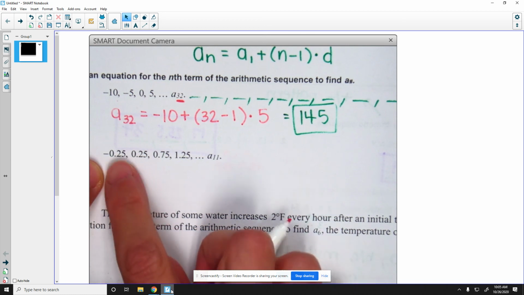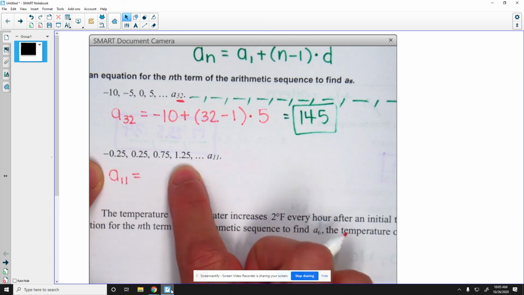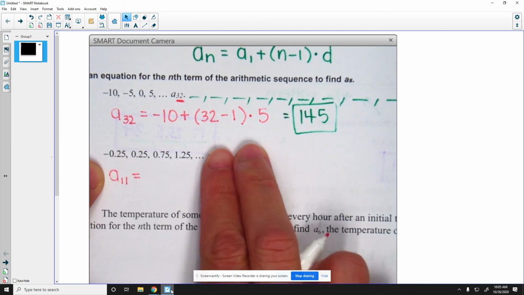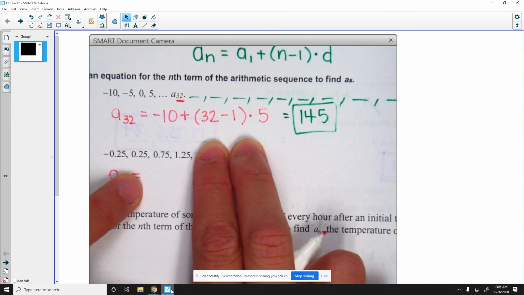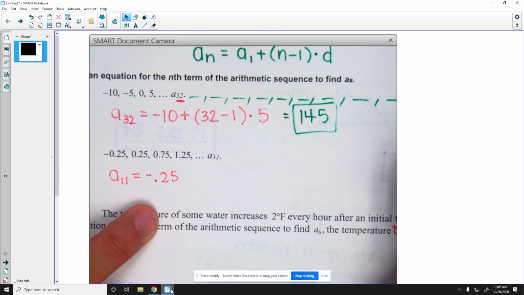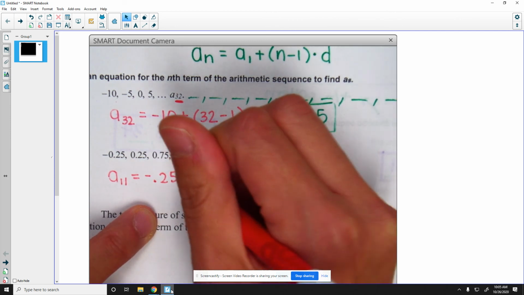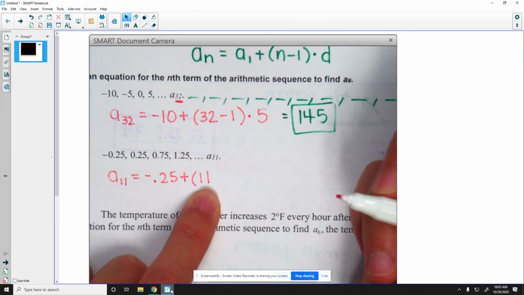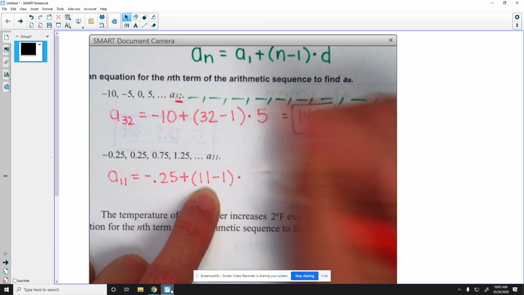A1. JC, which number here is A1? Your A1 stands for your first term. Which one here is your first term? Negative 0.25. Yes, negative 0.25. So A1, guys, always stands for your first term. So then plus parentheses n. All right. Cameron, which number here is your n? 11. That's the term you're looking for. I'm looking for the 11th term. So it's n, which is 11, minus 1 times d.